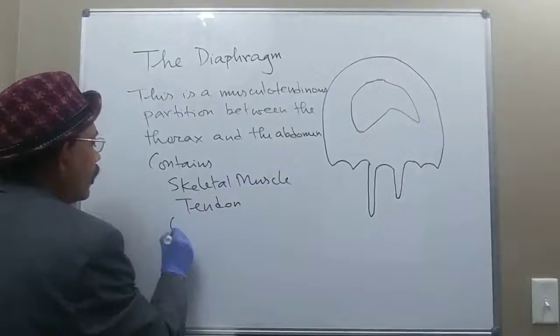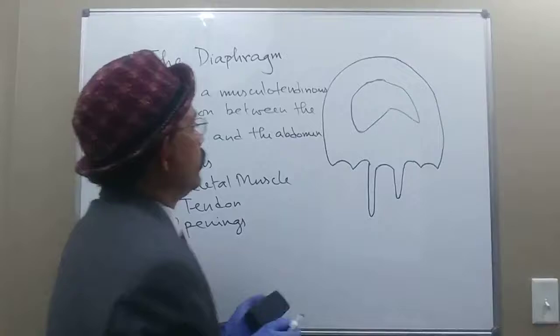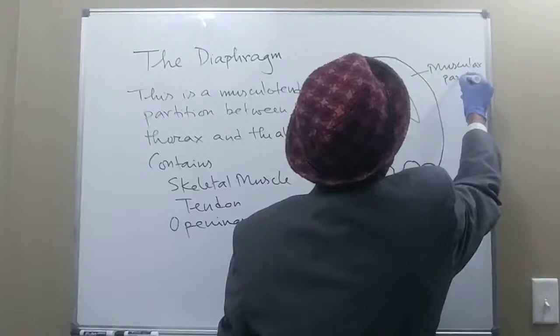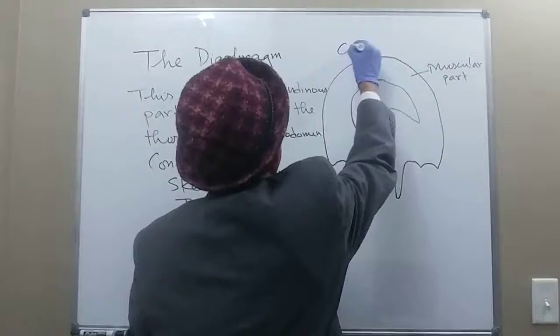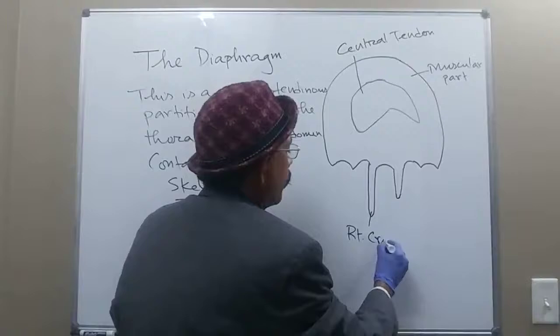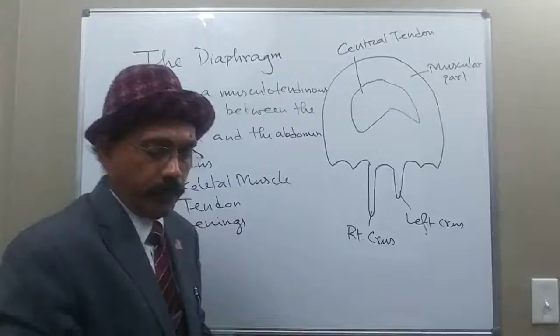It has multiple openings, and multiple structures pass through those openings. So this is the diaphragm. This is the muscular part, this is the central tendon, this is the right crus, this is the left crus. Okay, we got the diaphragm.